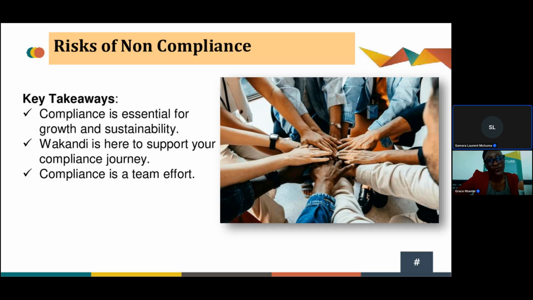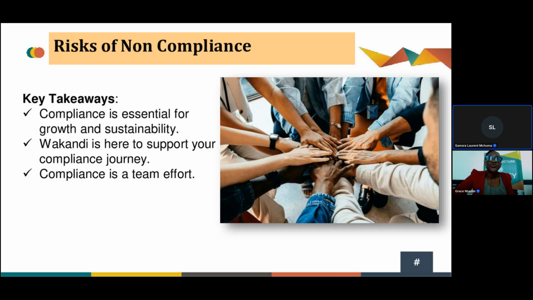Now, from what we've talked about, the risks of non-compliance, we come to understand that compliance is essential, and it helps us with the growth and sustainability of our business. And Wakandi, as a payment system provider, is supposed to give awareness and help to our clients. Like I said before, for those in the Tanzania space, I'll be sharing what the FIU requires: the forms, the risk assessments, and how you can do them.